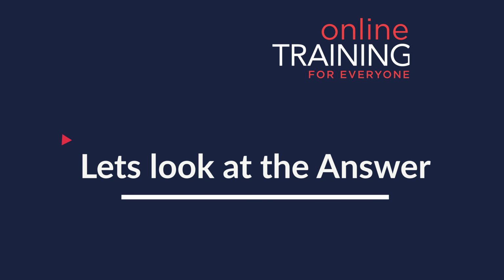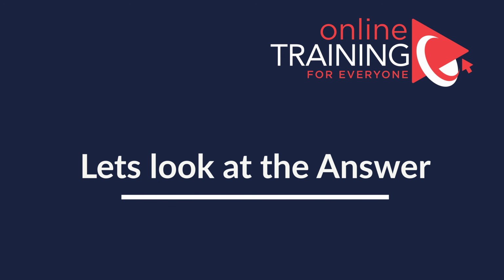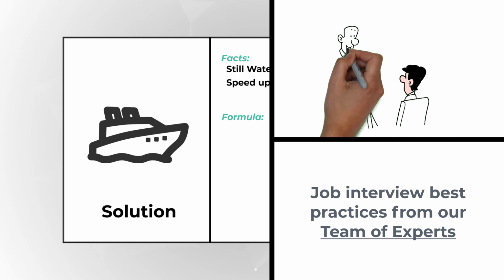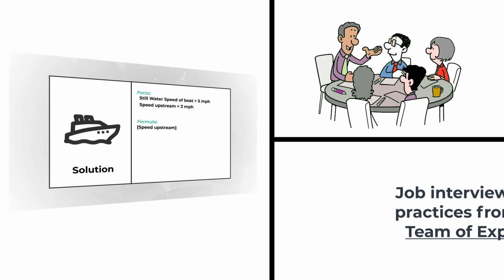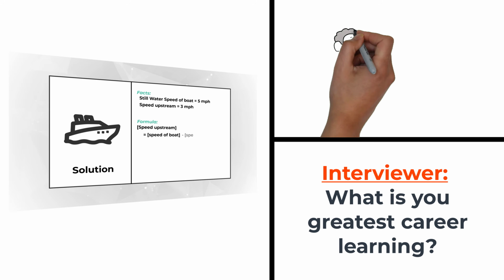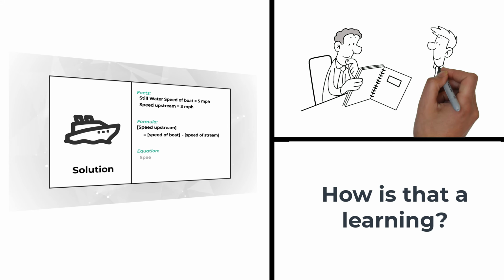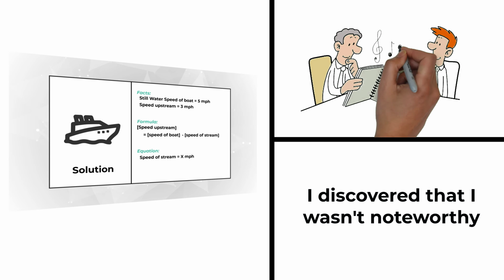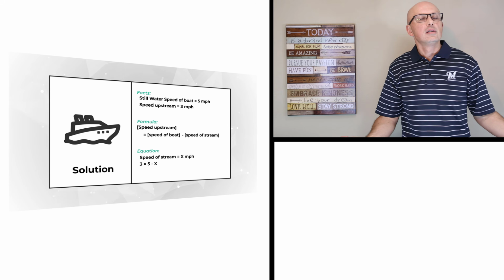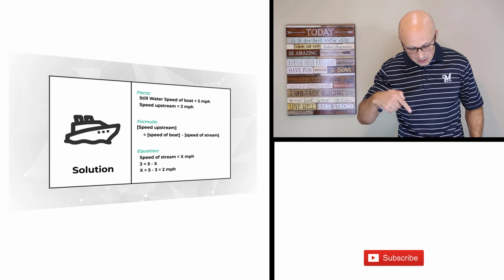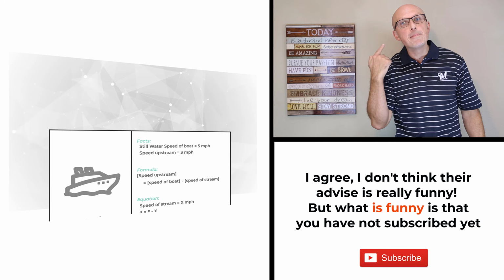To solve these types of challenges, let's first look at the facts. The two main facts are that the still water speed of the boat is 5 miles per hour, and the speed upstream is 3 miles per hour. The main formula for the calculations is that the speed upstream equals the speed of the boat minus the speed of the stream. So we can build the equation. In this equation, x would be the speed of the stream, and our equation will be 3 equals 5 minus x. Based on the calculations, x equals 5 minus 3, which is 2 miles per hour.